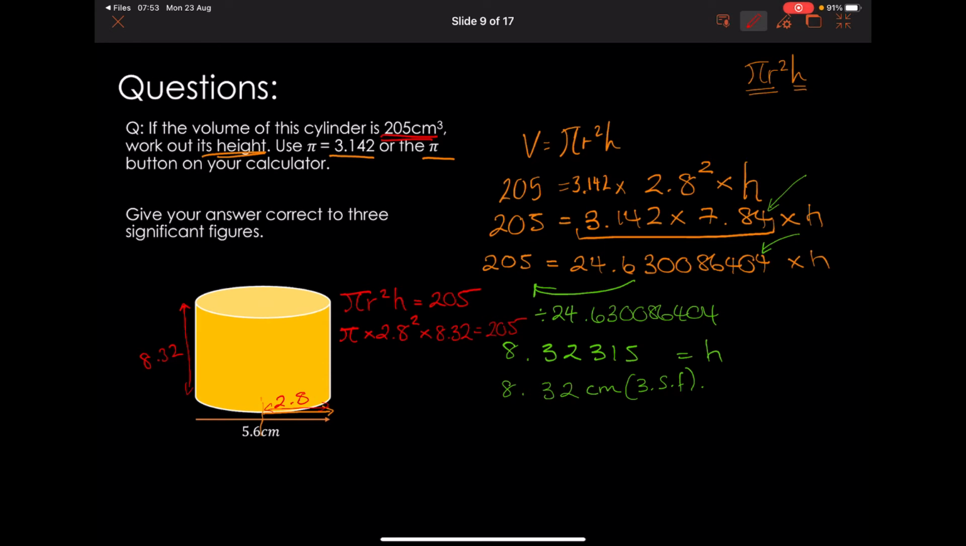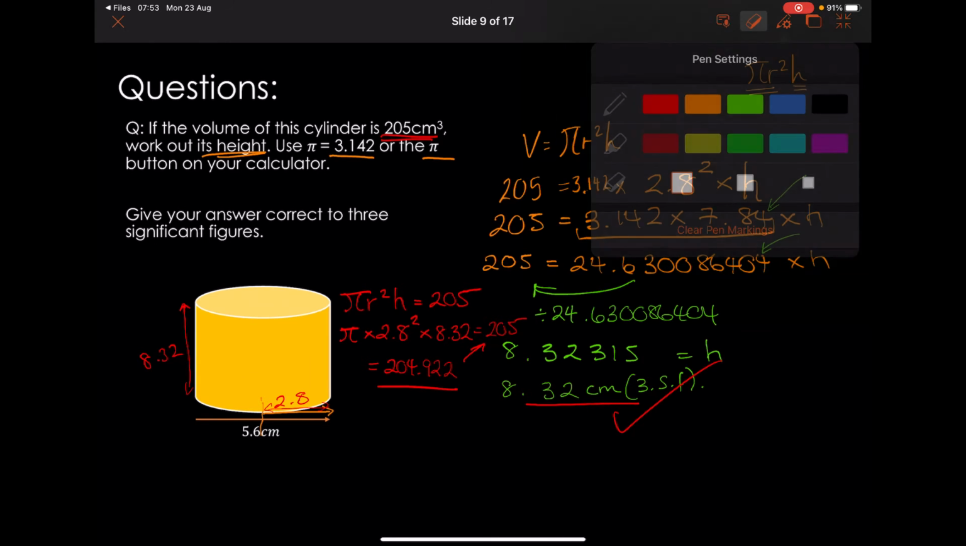So let's check. Pi times 2.8 squared times by 8.32. Yes, it actually gives us 204.922, which, because we've rounded, will be about right. We're almost at 205. So we know we've got the correct answer.